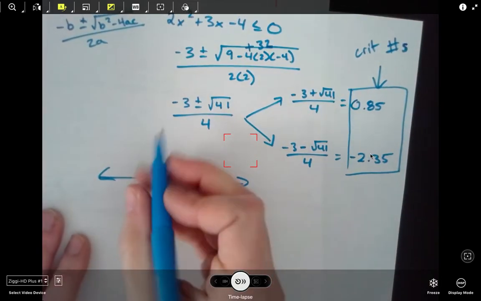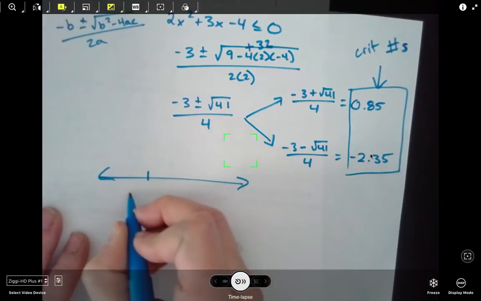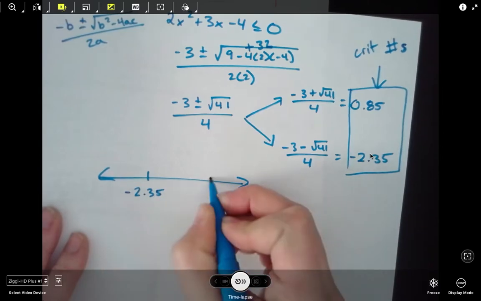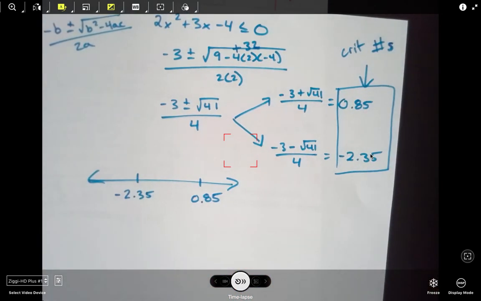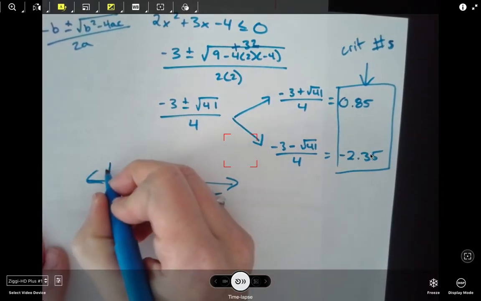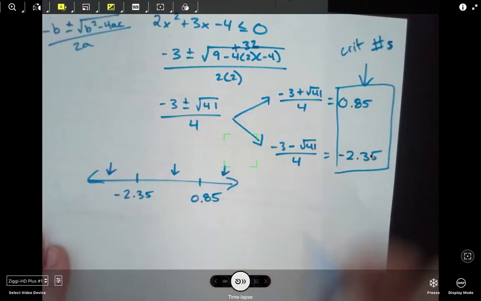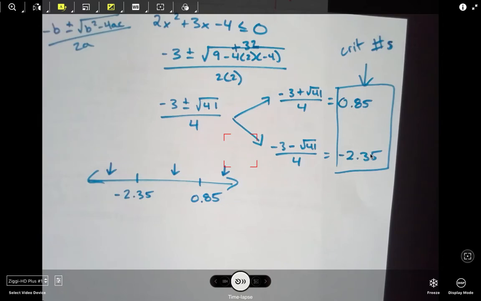So here's what I do. If all else fails, I put these on a number line, negative 2.35 and 0.85. I put my critical numbers on a number line, okay? And then I pick a point in each region to test to see where my x should live in relationship to that number line. So what's a number that's less than negative 2.35? Negative 3. Sure.